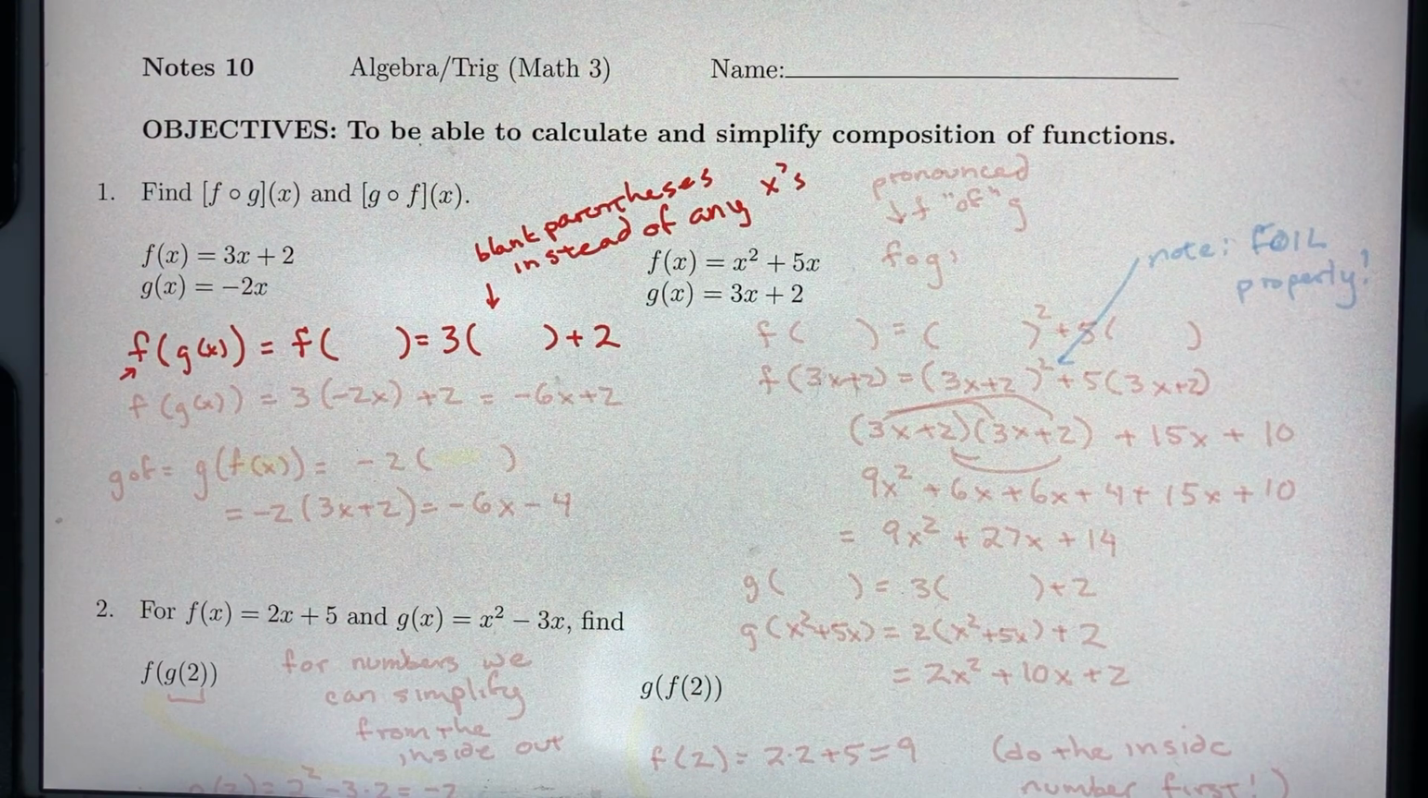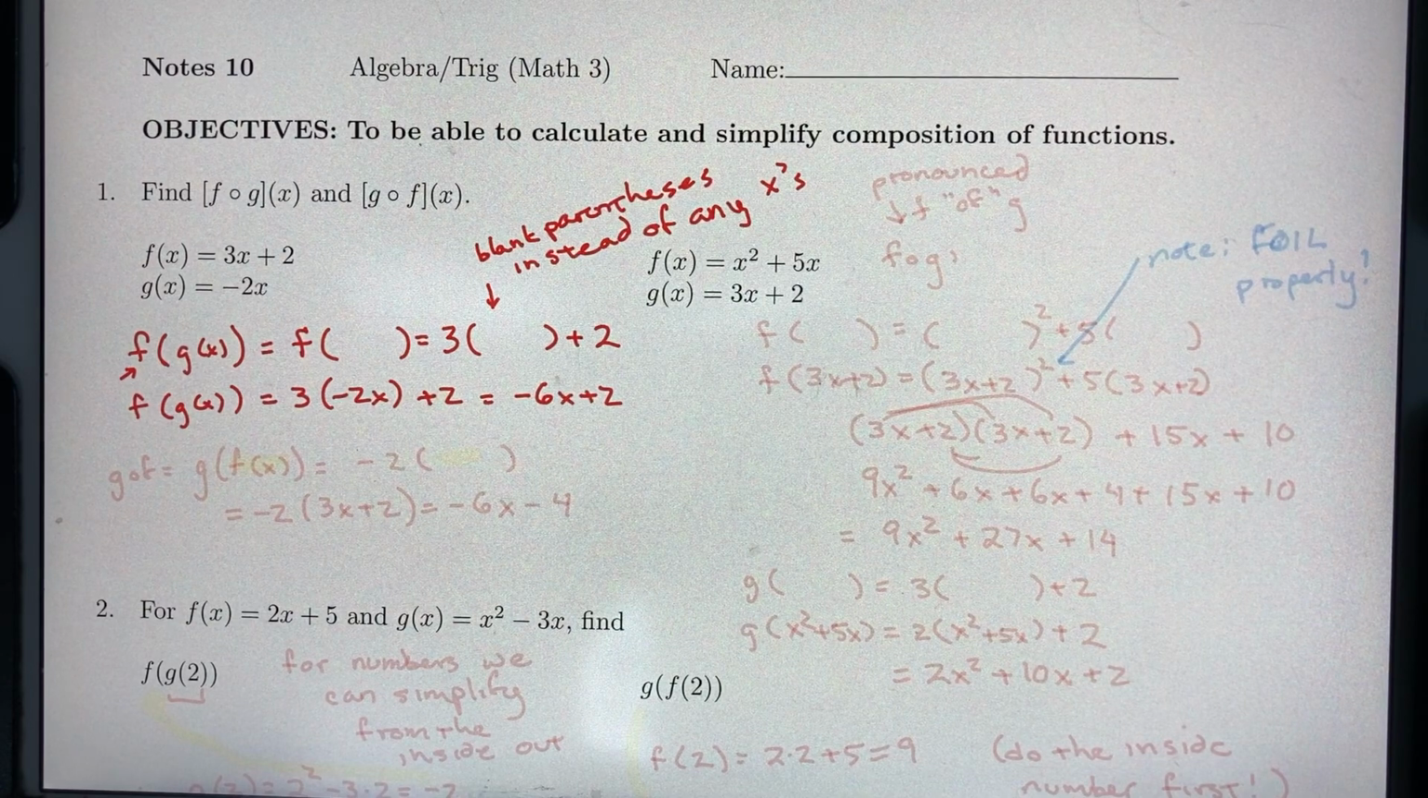Okay, so f of thing is 3 thing plus 2, so f of g must be 3 times whatever g is. So it's 3, what's g? Negative 2x, plus 2. Now notice you can't simplify from the inside out because we can't simplify negative 2x. So instead we have to simplify from the outside in. We have negative 6x plus 2. And that's about as far as we can go.